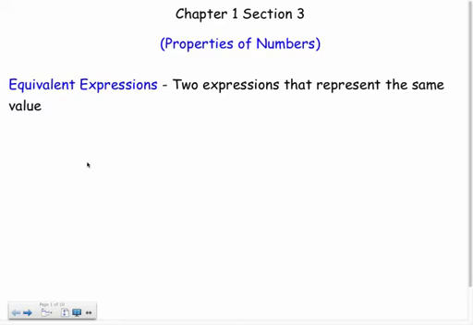To get started off, before we start talking about some of our properties, I want to talk about what an equivalent expression means. Basically, it's just two expressions that represent the same value that are just written differently. For example, with the distributive property, 6 times (x plus 3) is equivalent to the expression 6x plus 18 after you distribute, right? They're equal to each other. That's all it's saying, equivalent expression.